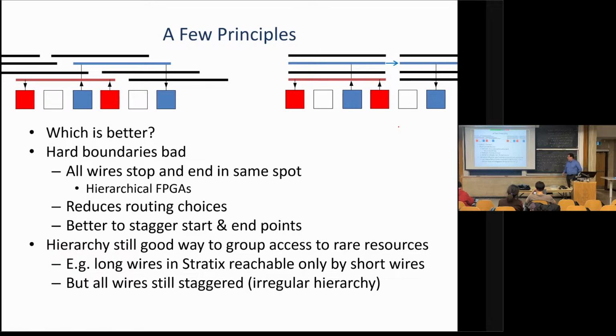And so hierarchical FPGAs classically had what's on the right. We still use hierarchy to group access to rare resources like the long wires. But if you look at the long wire discussion that we had earlier, the long wires are still staggered. They are effectively a higher level of hierarchy, but it's kind of smeared out. There's no boundary where all the long wires start and stop.